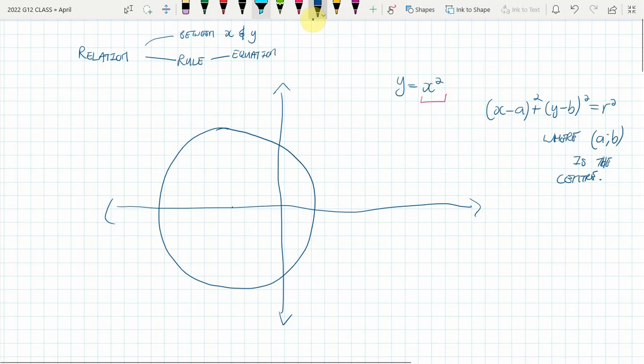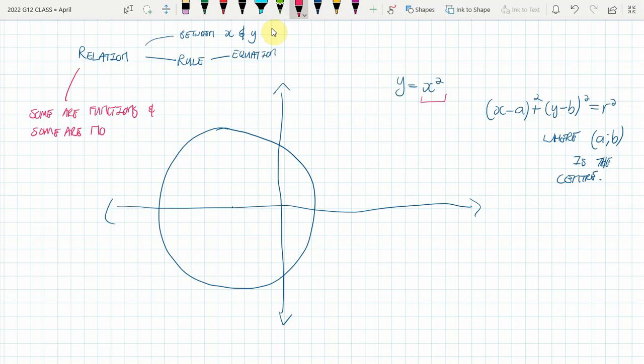So now how do we test which relations are functions? Some are functions and some are not. We can classify which relations are functions and which relations are not functions. Now, for a relation to be a function, the relation must pass the vertical line test.